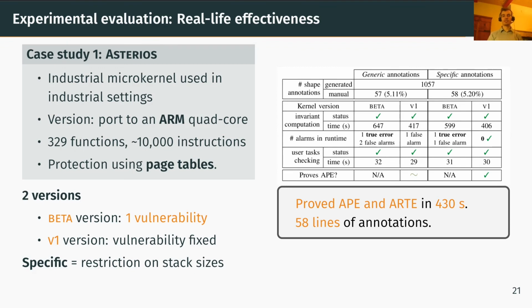In the first beta version, we found one vulnerability caused by improper sanitization of some user data, and then in a V1 version, where this vulnerability was fixed, we were able to prove absence of privilege escalation and absence of runtime errors in 430 seconds, and we only needed 58 lines of annotations.